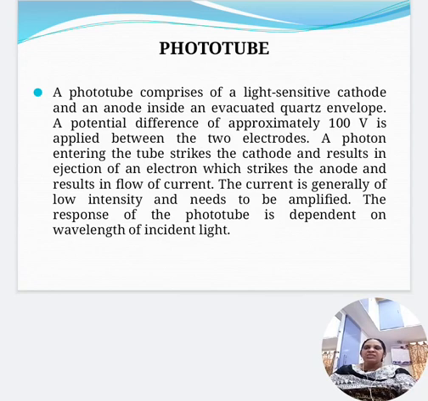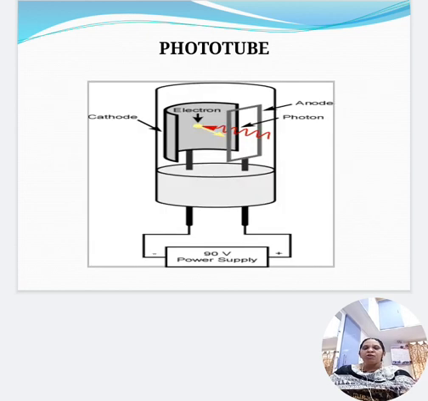A phototube comprises a light sensitive cathode. The cathode is made up of a material which is sensitive to light. This light sensitive cathode and an anode are placed inside an evacuated quartz envelope. So you have your quartz envelope here. This is a quartz envelope. We have the light sensitive cathode.